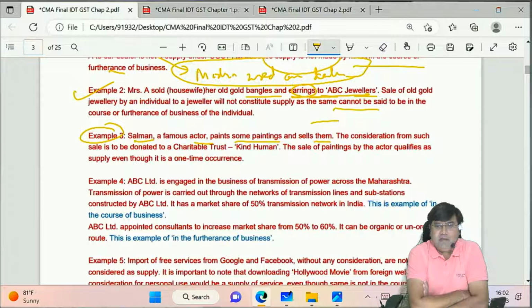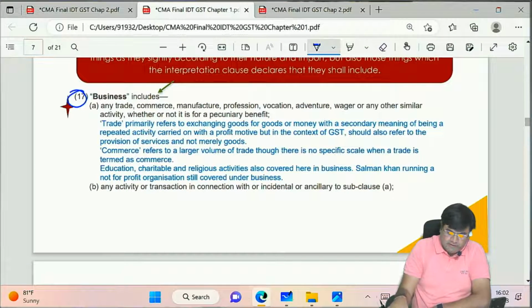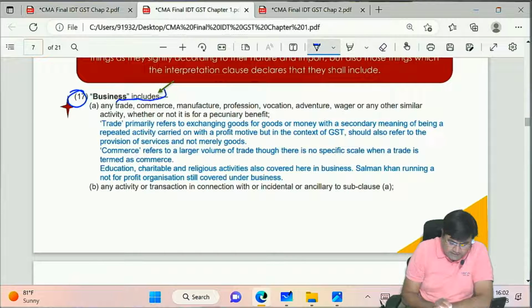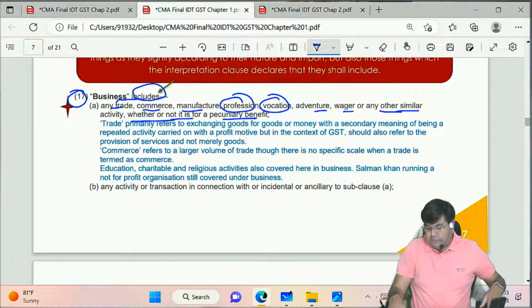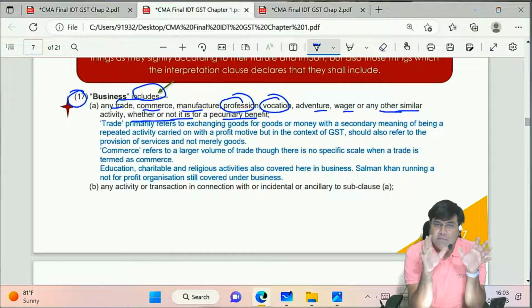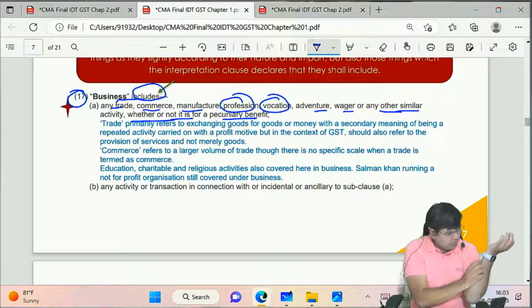Salman Khan is a famous actor. His profession is to do acting. So whether painting is going to be business, let's go back to the business definition. In fact, I will explain you with this example. The business definition says it includes any trade, commerce, manufacture, profession, vocation, adventure, wager or any other similar activity, whether or not it is for a pecuniary benefit. What is the meaning of pecuniary benefit? Profit motive not important. Okay, good enough.